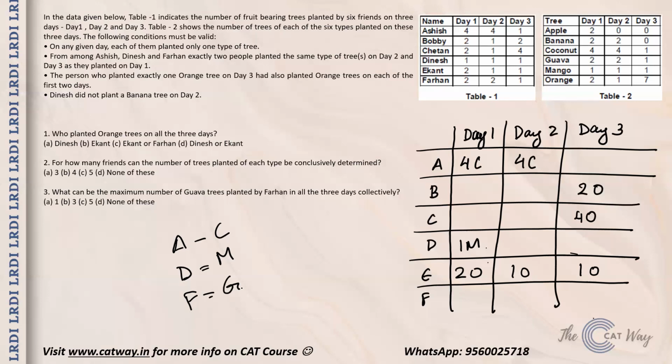So the only possibility for Farhan is having guava. Now, if you look closely, you are left with coconut, guava and mango on day 3, which are to be distributed right now, and they will get occupied in the same order. Why will they get occupied in the same order?